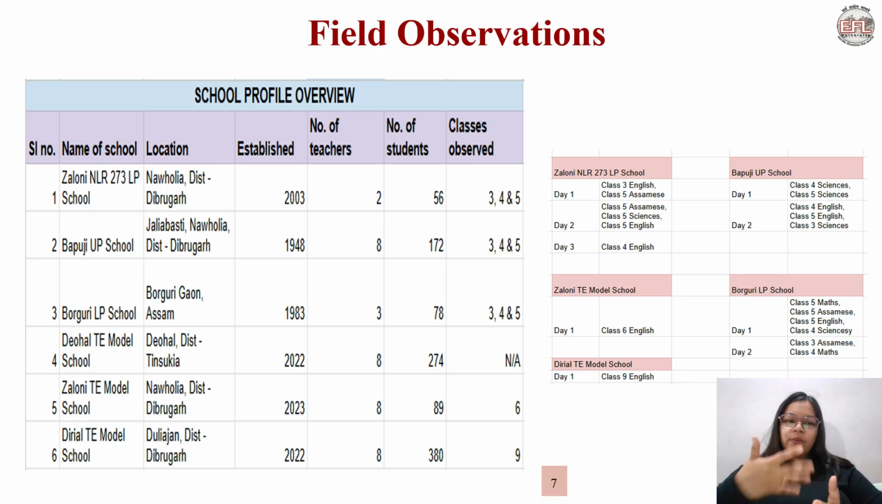So all these schools that I went to serve midday meal, and these are all government schools where Assamese is used as the medium of instruction. The years when the schools were established and the student-teacher ratio is mentioned here. In the lower primary schools, I observed classes 3, 4, and 5, wherein I would sit at the back of the classroom and observe just how the process of teaching and learning would happen.